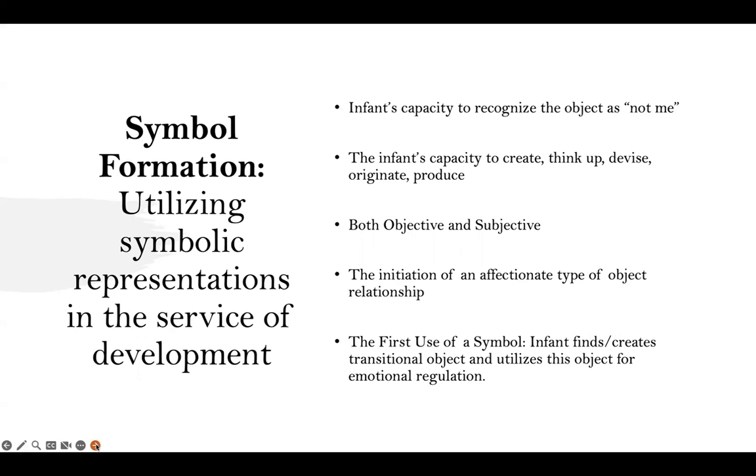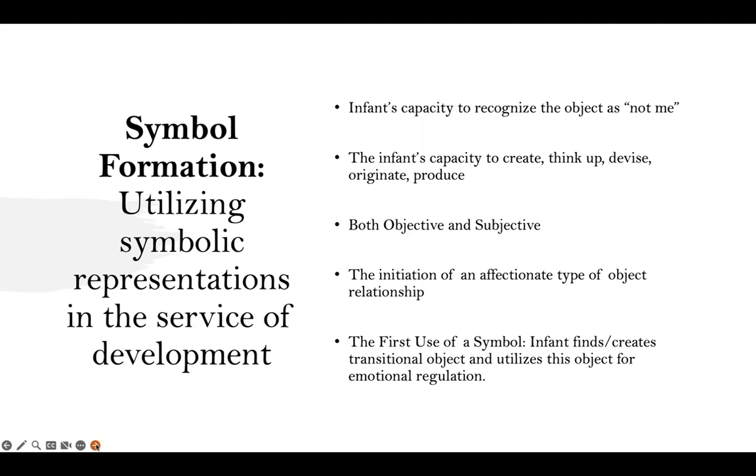So the infant's capacity to recognize the object is not me. The infant's capacity to create, think up, devise, originate, and produce, right? This idea of a symbol. And here we're moving into abstraction, where the child can have a symbol that represents the mother, and by holding the symbol, thinking of the mother, learn to regulate internally.